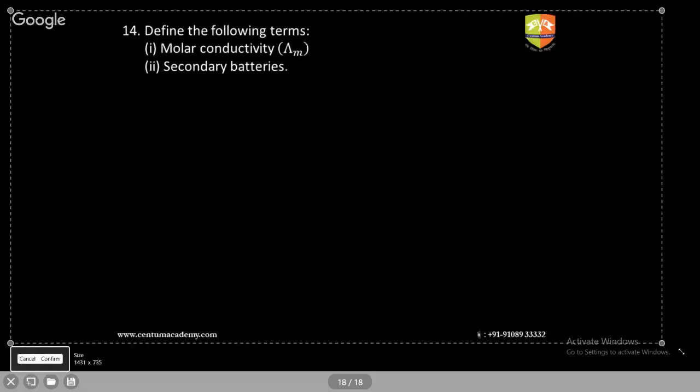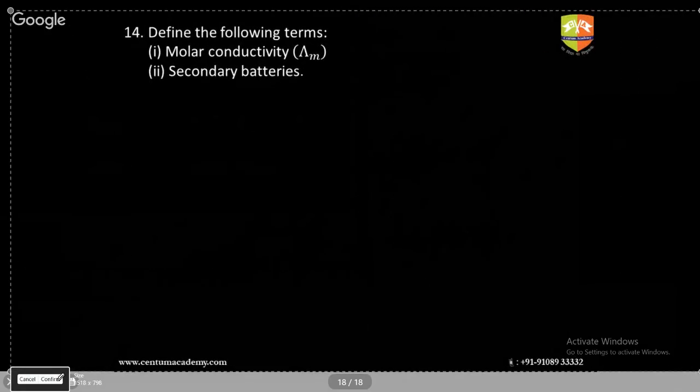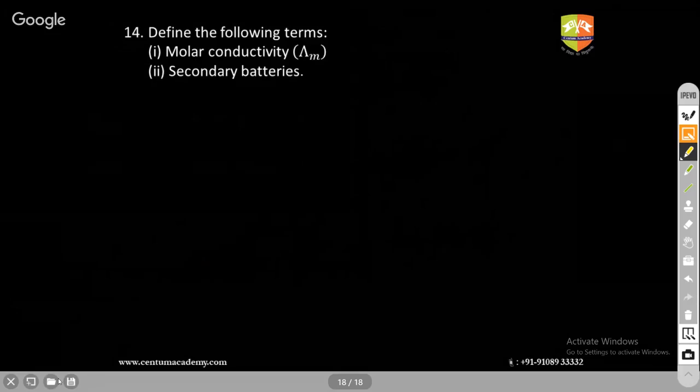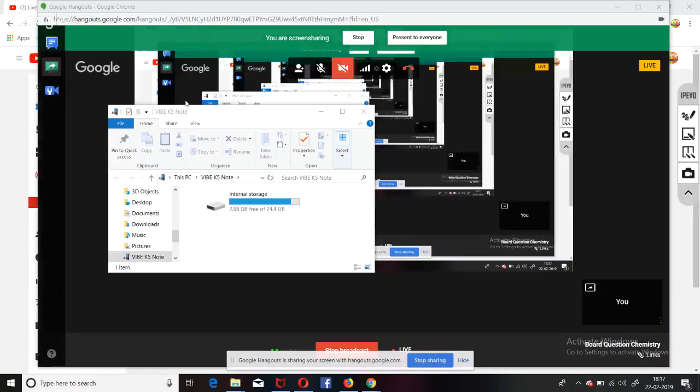Define these terms. What is molar conductivity and secondary batteries? Just a second, you try this.